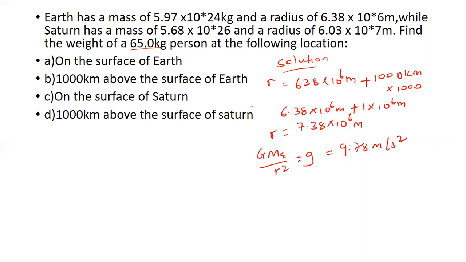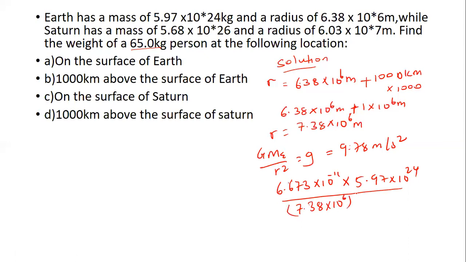So you will plug in the values. The G is known to be 6.673 times 10 raised to negative 11, times M, the mass, which is 5.97 times 10 raised to 24, divided by the total radius, 7.38 times 10 raised to 6, all of them being squared, equals to what we're looking for.